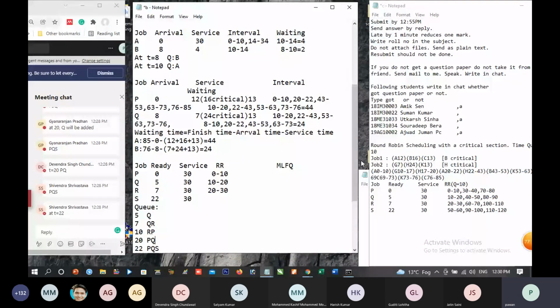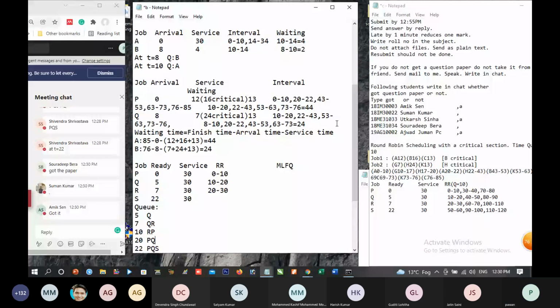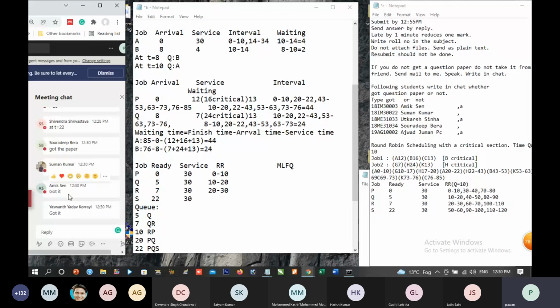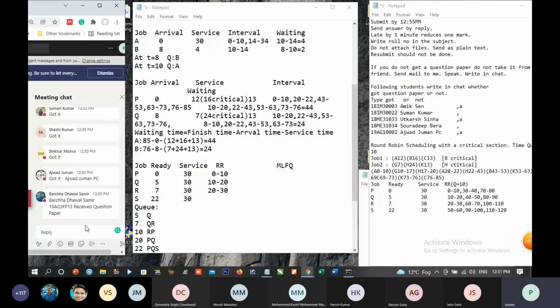Yes, I have sent the question paper. Juman, have you got the question paper? Write got it or not got it. Yes, I got it. No, please write your name. Amit got it. Suman Kumar got it. Yaswant got it. Fine. Now you do with these questions and other students will be attending the classes. Any person who has not got it, type your name. Not for all people. If any person has not got it, then only you type your name. Is it correct? Yes.